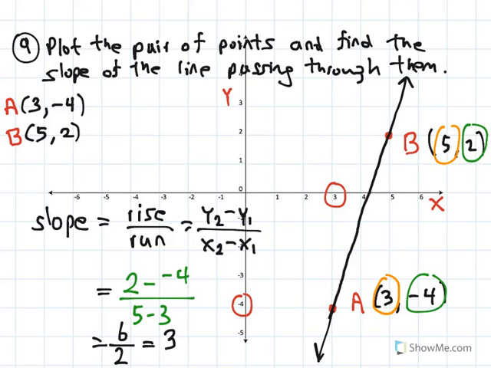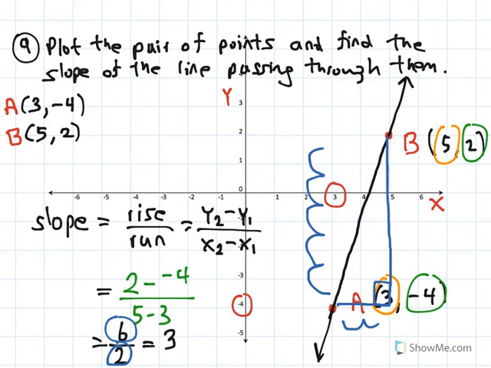Another way you can find the slope is by looking at the rise and the run, by looking at our triangle here. As you go from point A to B, you will notice that you're going up by a total of 6 units. So that's why the rise is 6. And you're going to the right by a total of 2 units. That's why the run is 2. And the ratio of the rise to the run is called the slope. And for this problem, the slope is 3.